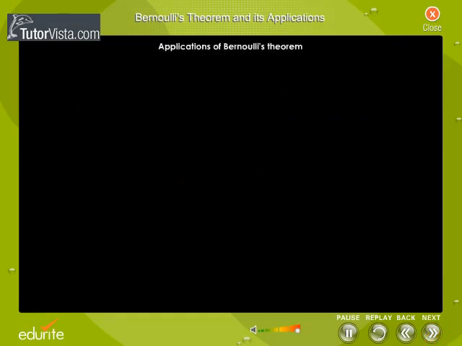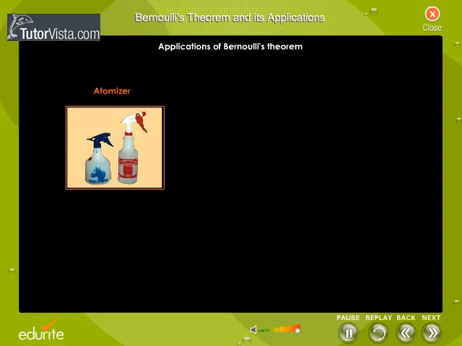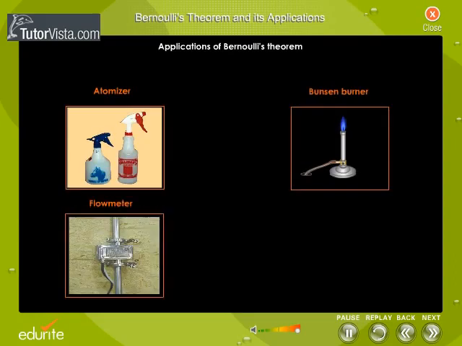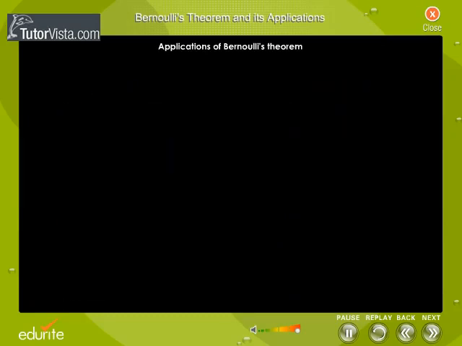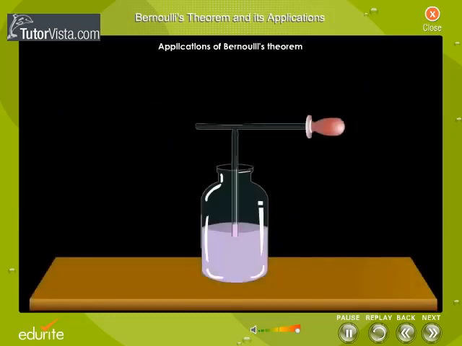Applications of Bernoulli's theorem. The principle underlying the working of atomizer, Bunsen burner, flow meter and aerofoil is Bernoulli's principle. Atomizer is an instrument used for spraying perfumes and water. The experiment shown here gives the principle underlying the working of an atomizer. Displayed here is the arrangement used in an atomizer.